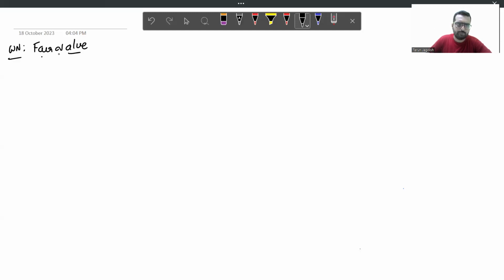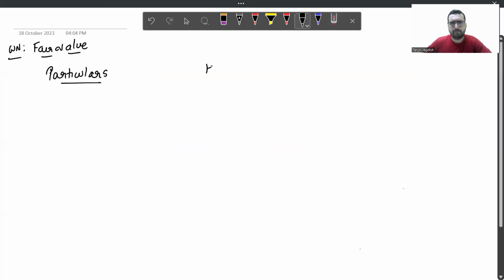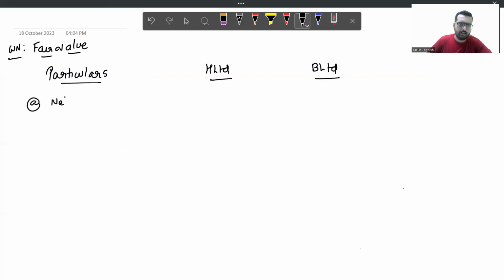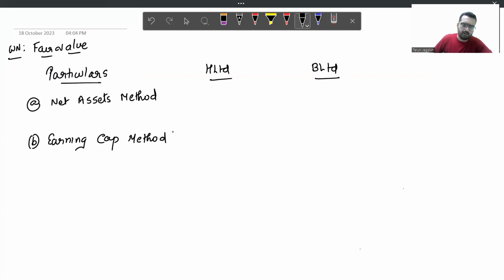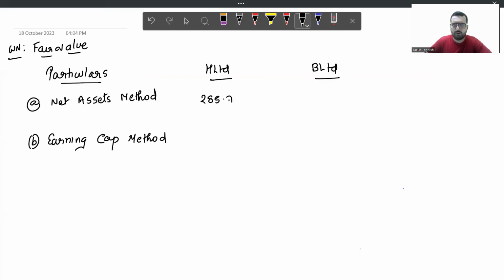Fair value particulars. Then you have two things: H Limited, and the other one is B Limited. So when you do it using either the net assets method or the earnings cap method, here the answer is 285.71, 48.46. And for the earnings cap method, you get the answer as 1071.43 and 192.31.